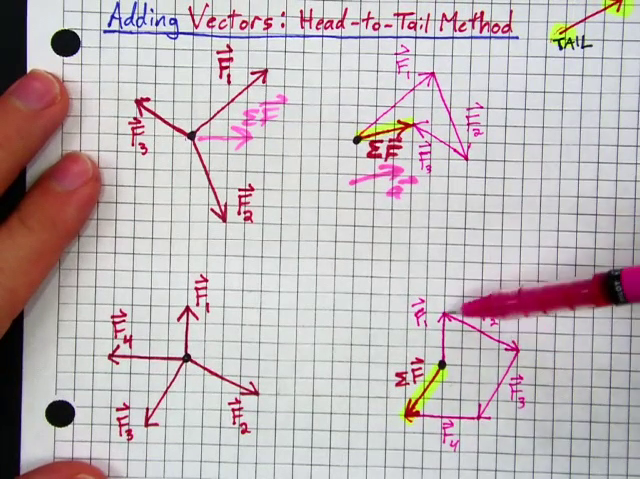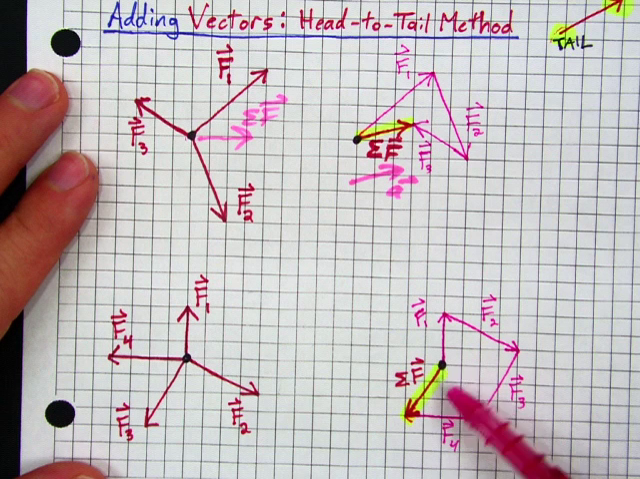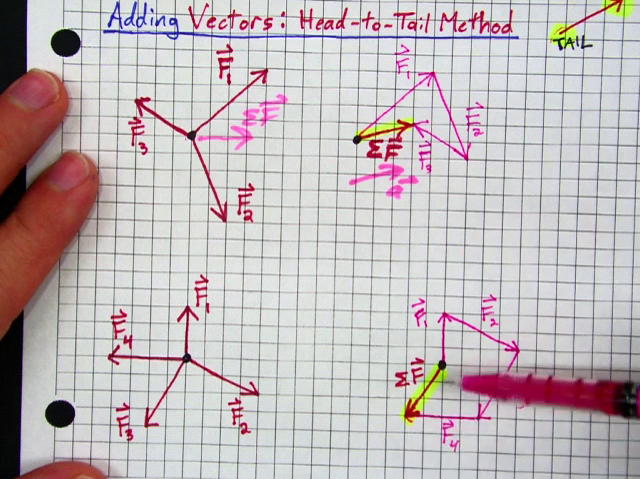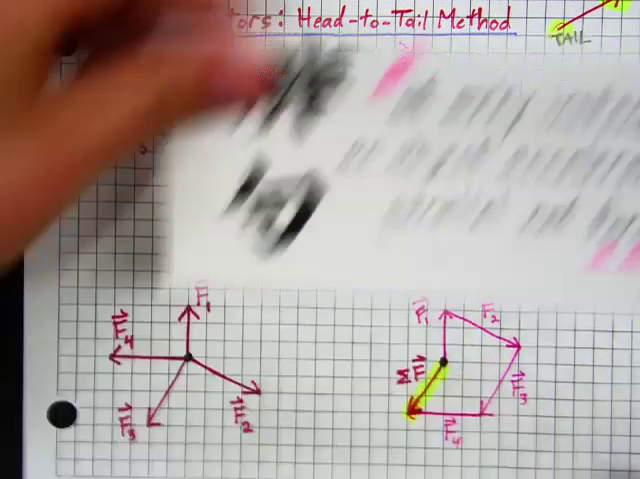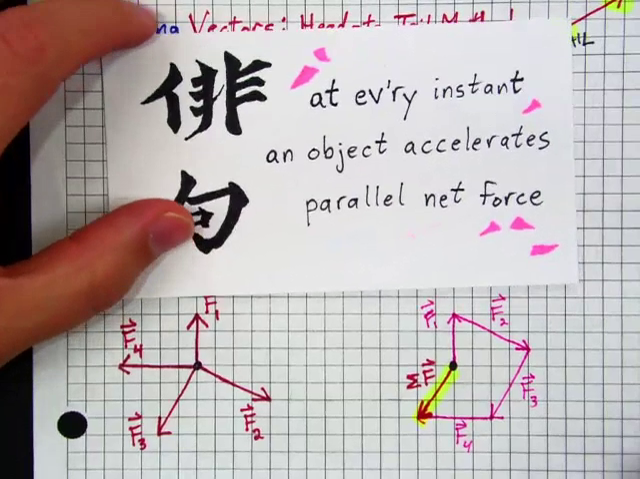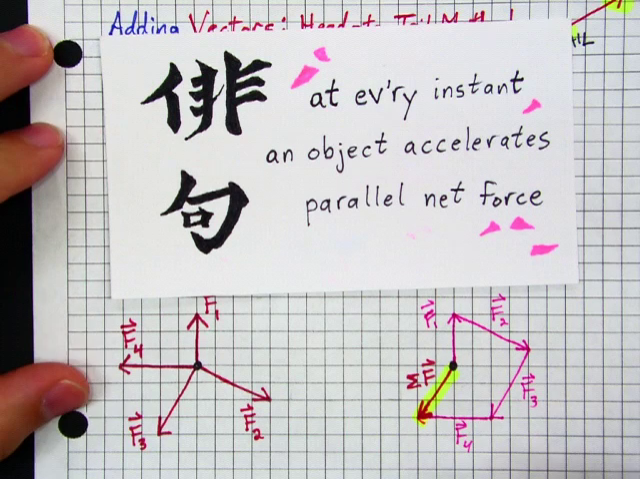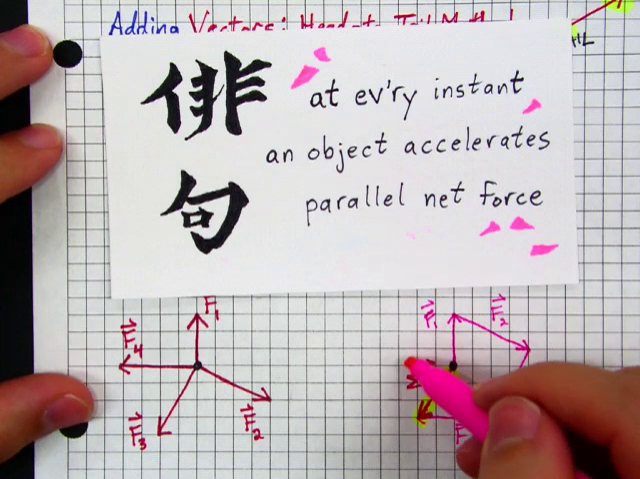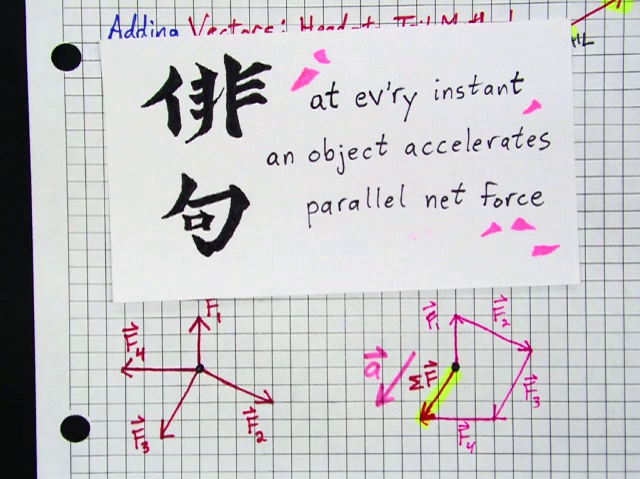I've got F1 added to F2, added F3, added F4. There's my chain. The result points from the very beginning to the very end. There's the net force pointing down and to the left. And of course, since at every instant an object accelerates parallel net force, that indicates that the acceleration of this object will also be in that direction, parallel to the net force at this instant.